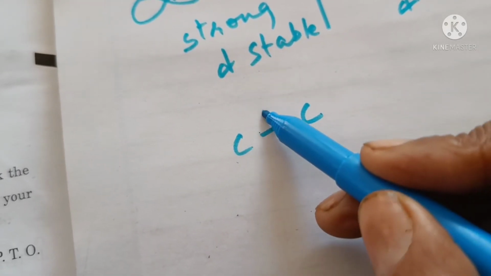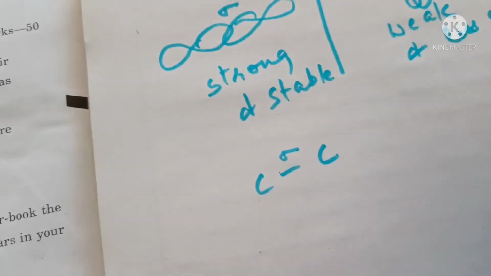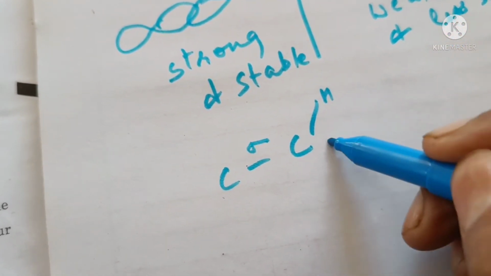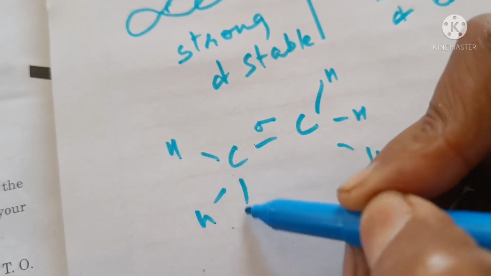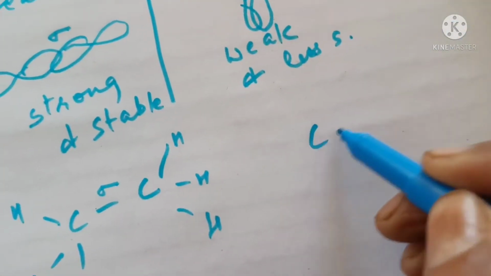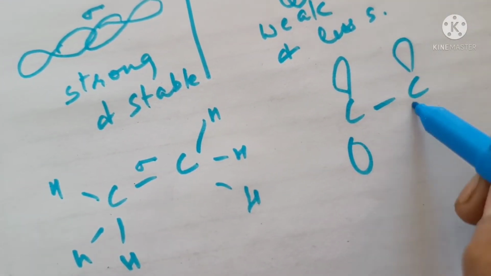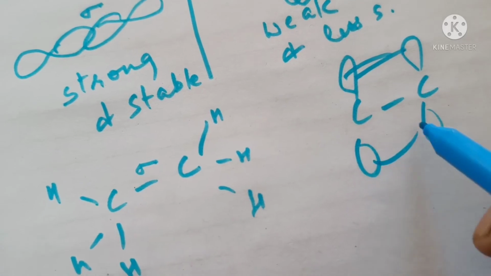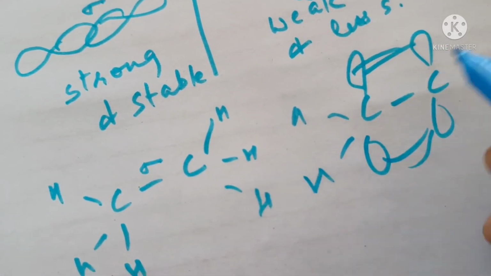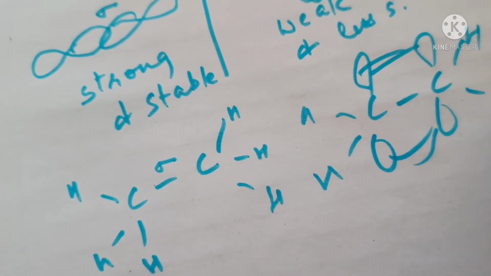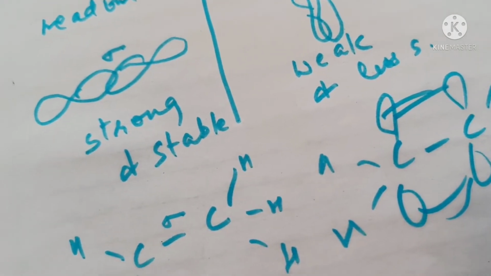About the carbon-carbon sigma bond, free rotation is possible. The groups can be rotated from one position to another in case of a sigma bond, but in case of a pi bond, as the electron cloud is present above and below the internuclear axis, free rotation is not possible. If we try to rotate it, it will break down.